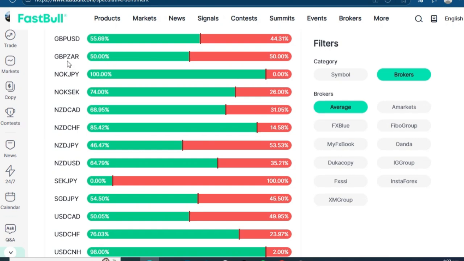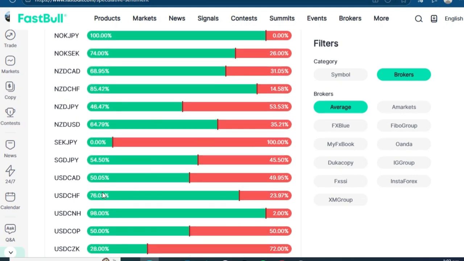I would not go for the first one. For instance, this is GBP USD, which has got just a slight difference between the green side and the red side. So I don't want something like that. I want one that has got a really huge difference. So you can just check out on the chart, and maybe let's go for USD CHF. It has got 76.03% of the green one, and it has got 23.97% of the red one.